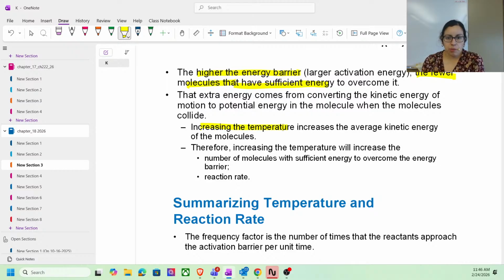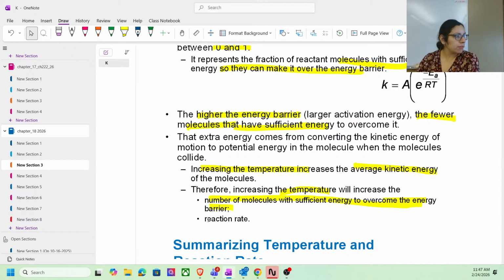But basically, as we increase our temperature, that increases our kinetic energy, as we know generally speaking. And so increasing our temperature will increase the number of molecules that overcome our barrier, and then obviously increase reaction rate. So again, we can summarize and quantify all this.